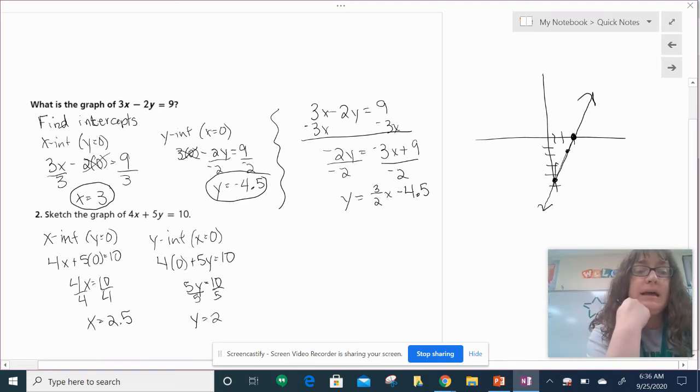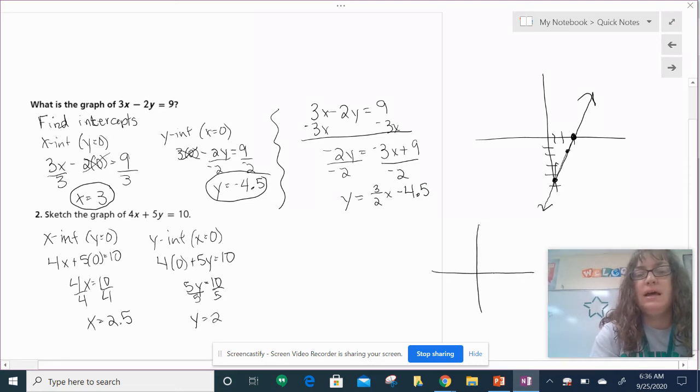So I've used the x and y-intercept method and found the x-intercept to be at 2.5, the y-intercept to be at 2. So if I'm going to graph those, x-intercept is at 2.5, y-intercept is at 2. My graph would look something like this.